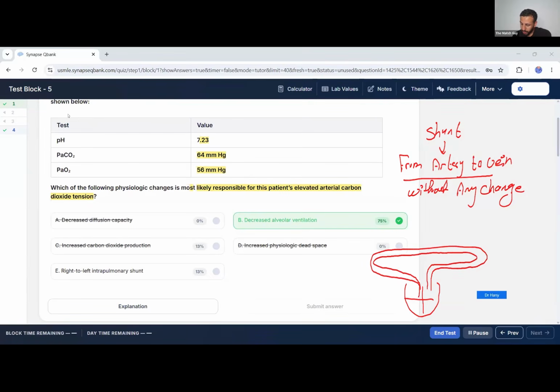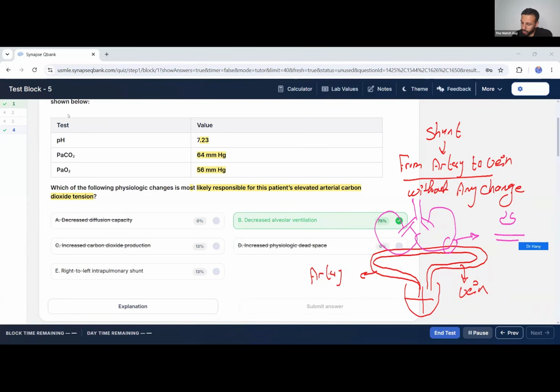Okay. This is the artery, and this is the vein, and this is the lung. Okay. Give me a second. Okay. When there is a condition that leads to, let's break it down. Let's break down this section into the diffusion diagram.